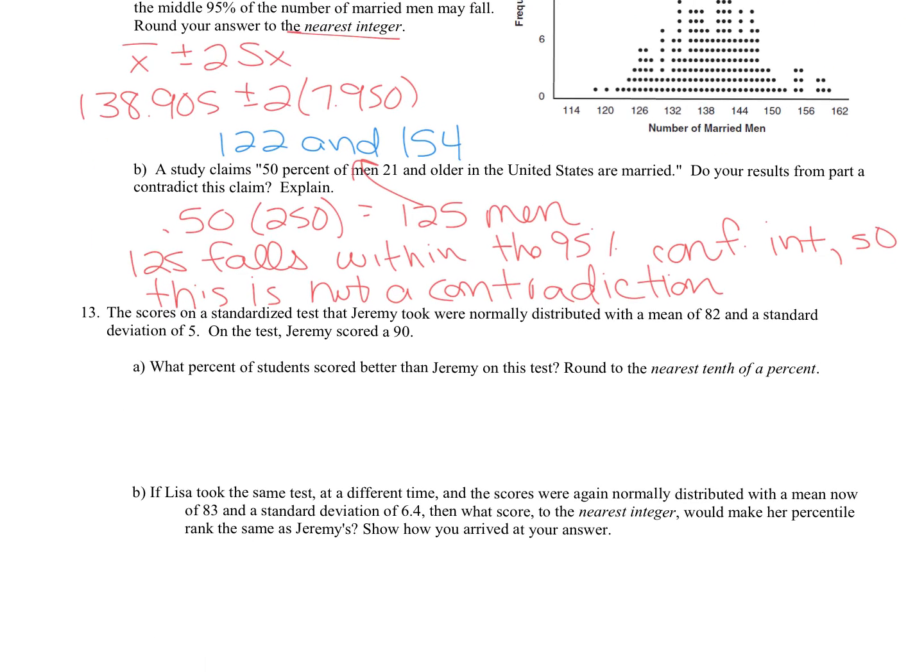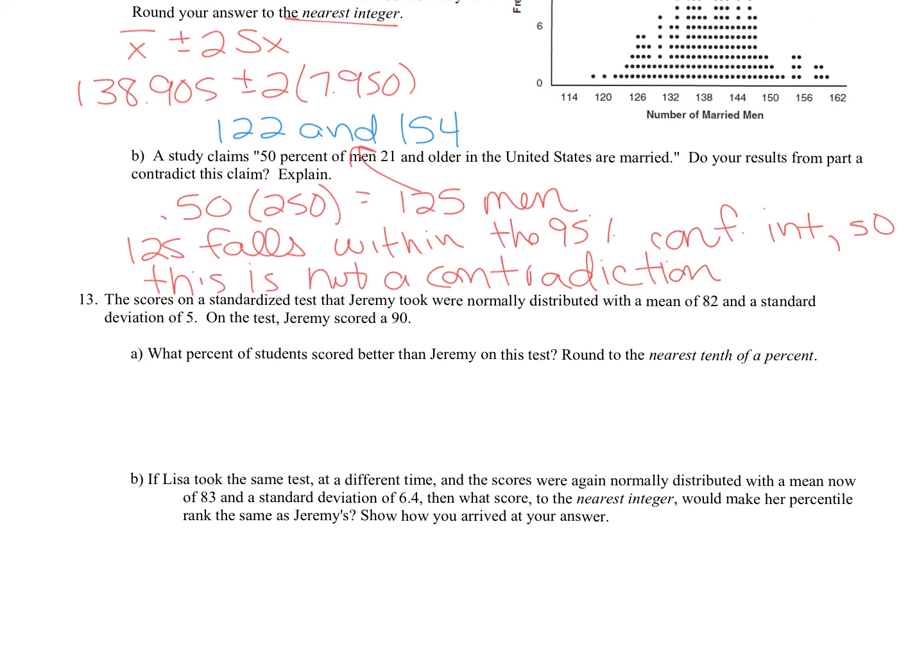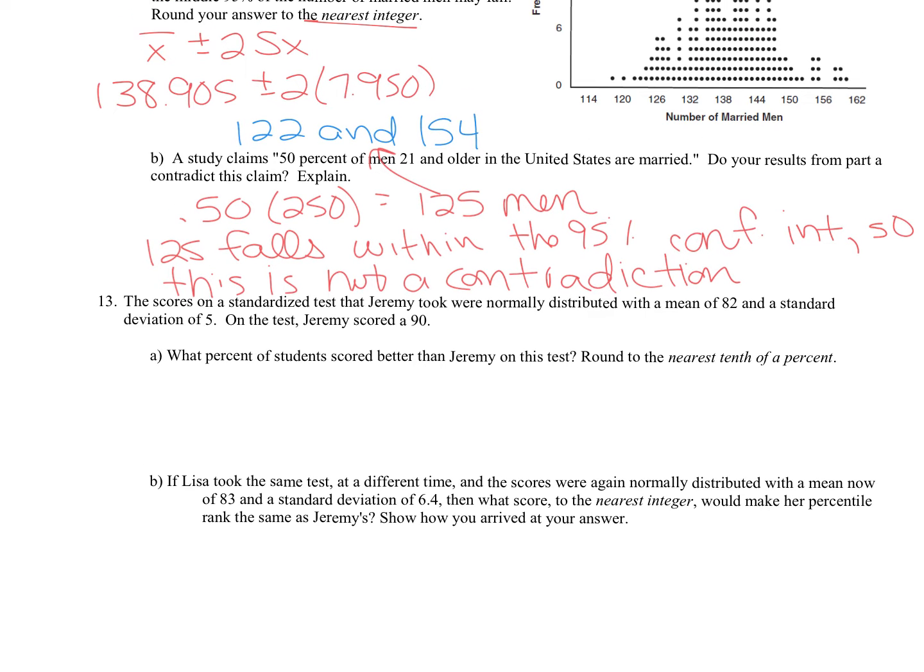The scores on a standardized test that Jeremy took were normally distributed with a mean of 82 and a standard deviation of 5. On the test, Jeremy scored a 90. What percent of students scored better than Jeremy on this test? So this one's a little tricky because it doesn't say the word probability, but we need to use our normalcdf, and we can think about it as, what is the probability someone scored at least as well as he did? So my min is going to be 90. My max is going to be E99, because we're going to go up to infinity, even though that's not a possible score on the test.